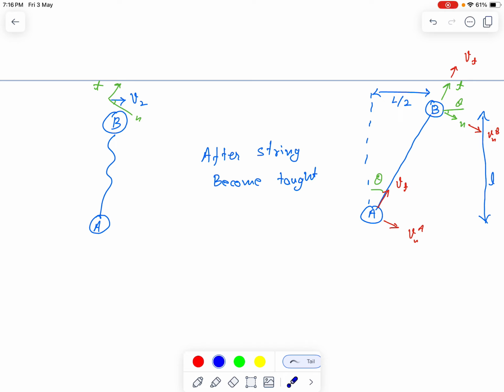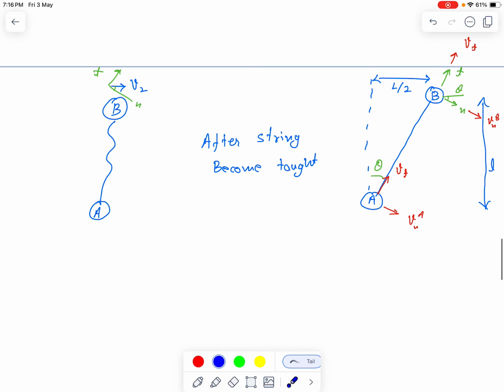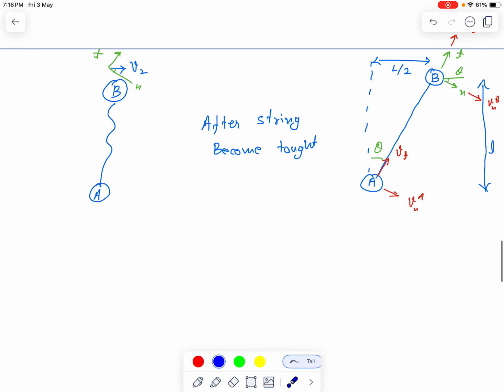If the velocities of A and B in the tangential direction, or in the direction of the string, are not the same, then this string will no longer be taut. Since we are analyzing the taut string case, we have one variable here, Vt, and two variables, Vn A and Vn B. Now we apply linear momentum in the n and t directions.